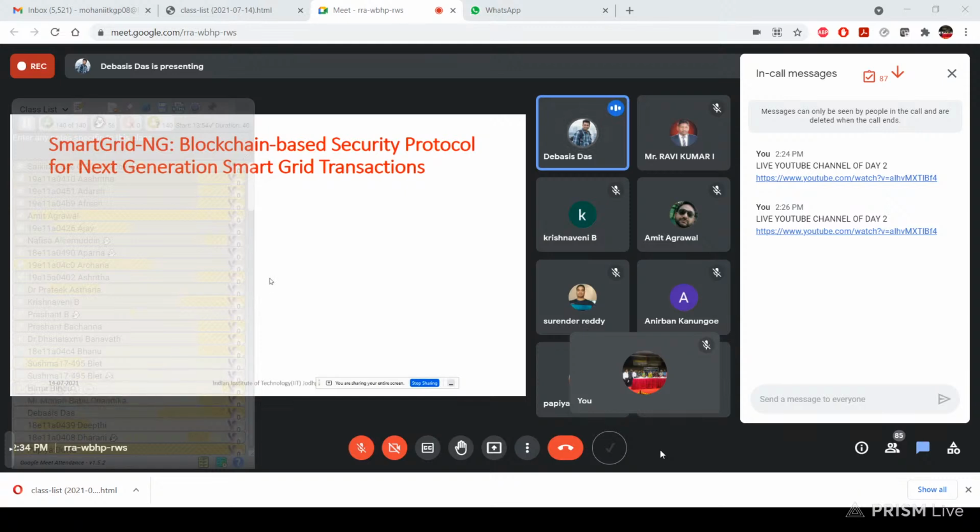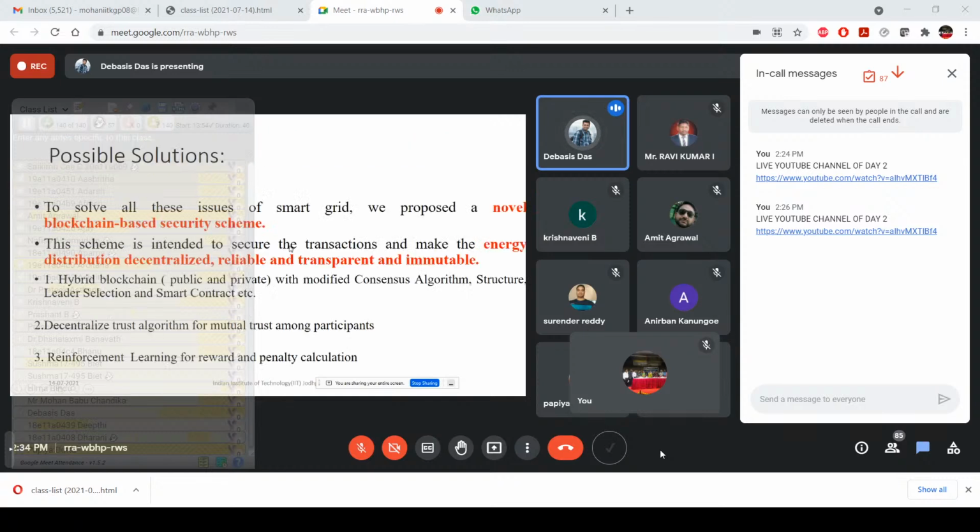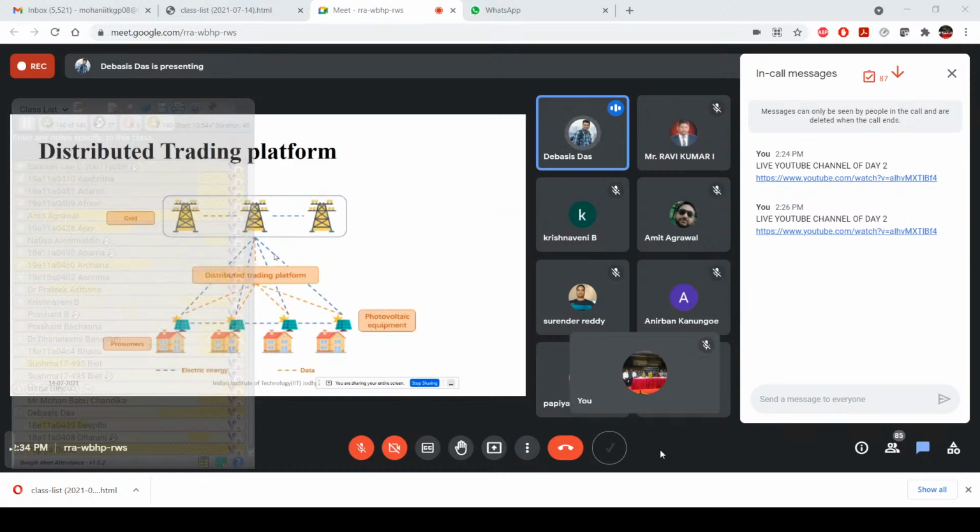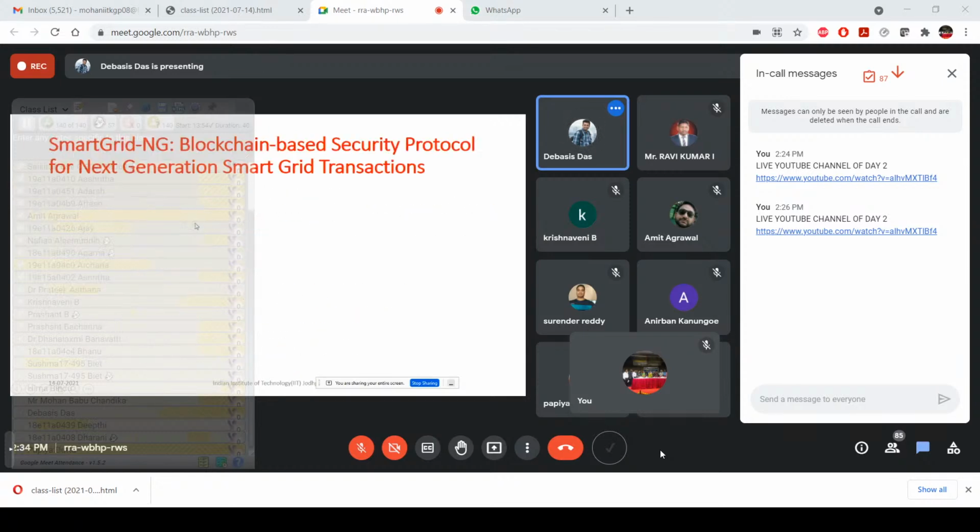smart meter, and the smart meter calculates the total energy consumption of the individual house. So this whole system, this type of system, we consider to be a smart grid NG, next generation smart grid. That's why the whole system name is smart grid NG.